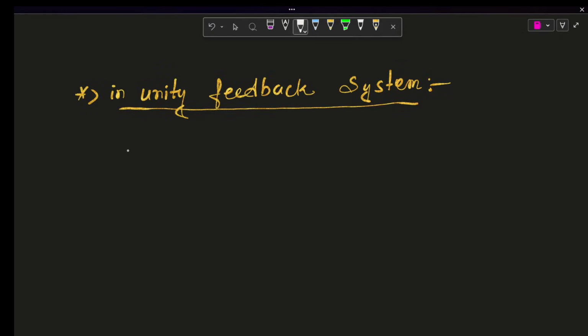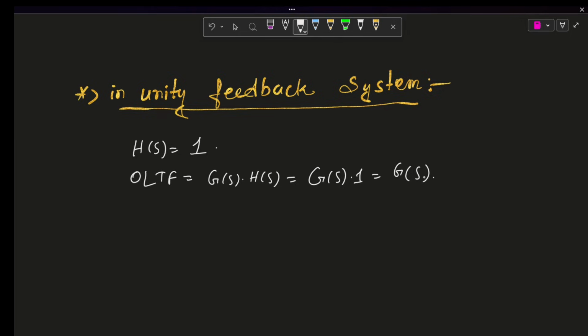Now we will see the expression in a unity feedback system. In a unity feedback system, we know the feedback path gain H(s) will be 1. So the OLTF will be G(s) into H(s). The value of H(s) is 1, so G(s) into 1 equals G(s).